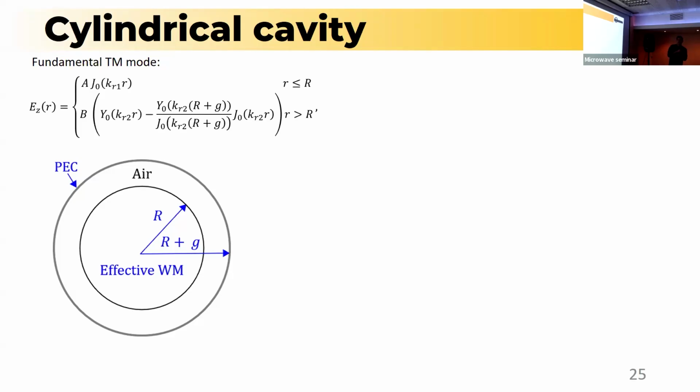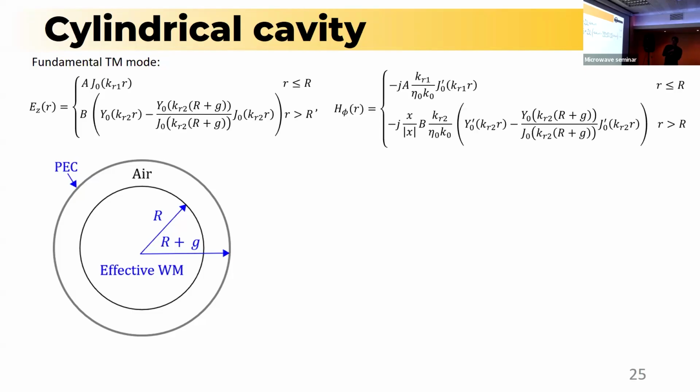In this case, for the region in the air gap, we need to use the Bessel function of the first kind and the second kind. And also we need to satisfy the boundary condition at the metal, at the other end. So it is already satisfied by this expression. And if we take the derivative, we can get the magnetic field.